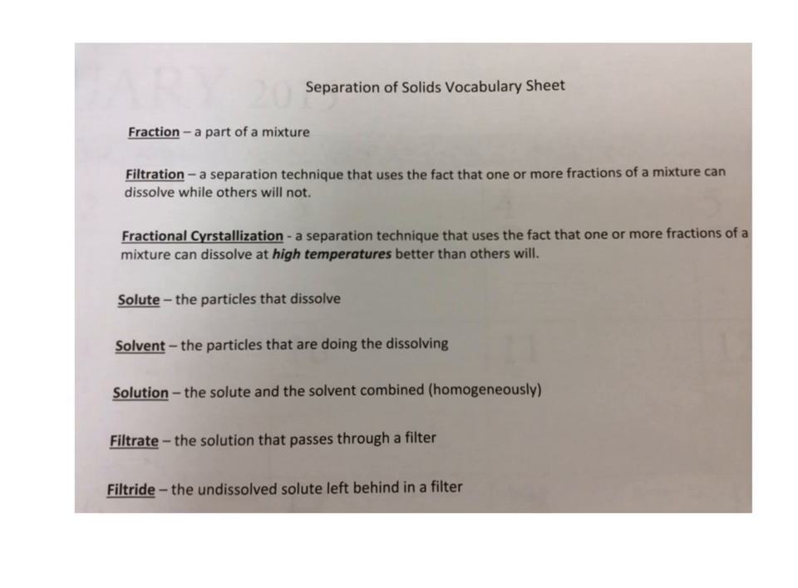A fraction is a part of a mixture. Filtration is a separation technique that uses the fact that one or more fractions of your mixture can dissolve while others can't. We use this to separate our copper from our salt because our copper fraction does not dissolve, but our salt fraction does. Fractional crystallization, which is what this tutorial is about, is a separation technique that uses the fact that one or more fractions of a mixture can dissolve at higher temperatures better than others will.